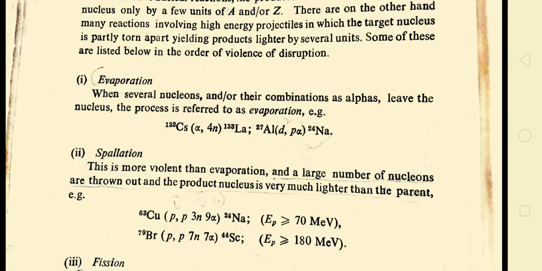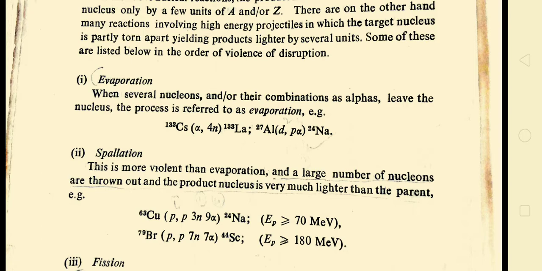And the second one is spallation. Spallation is more violent than evaporation. This means that a large number of nucleons are thrown out and the product nucleus is very much lighter than the parent nucleus. Here is an example, copper to sodium.